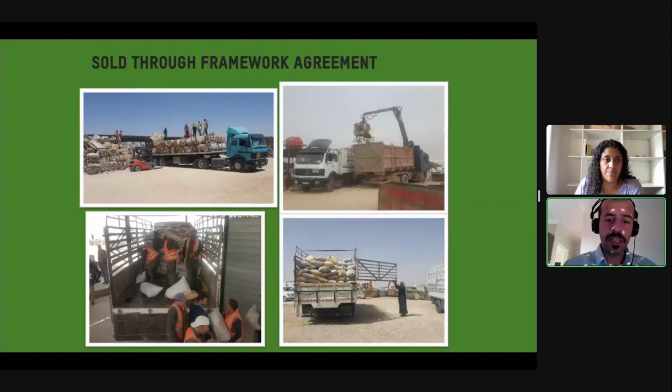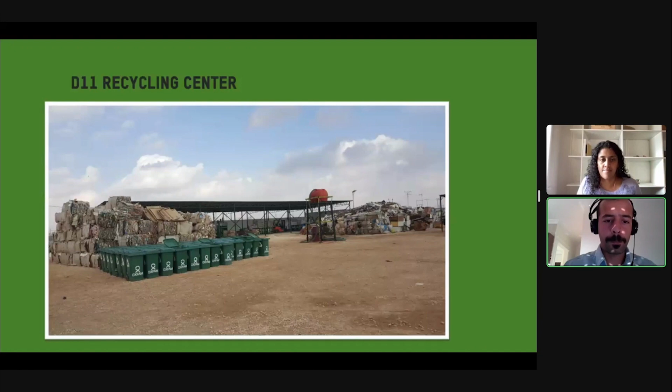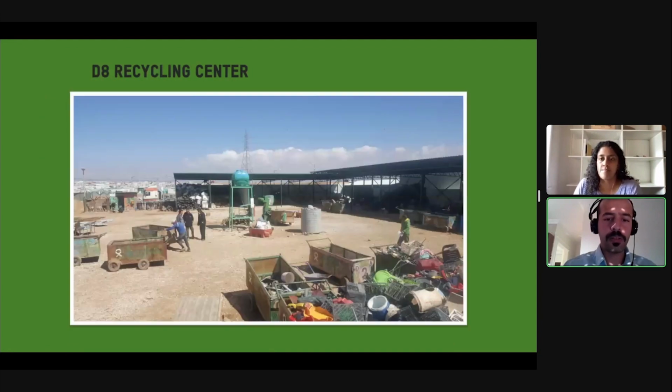The last stage is that these recyclables are sold under a framework agreement to recycling companies in Jordan. All metals and plastics are recycled in Jordan. We have recycling factories there, but the cardboard and paper is now exported outside of Jordan. Here's one of the recycling centers covering 50% of the camp, and here's another recycling center also.